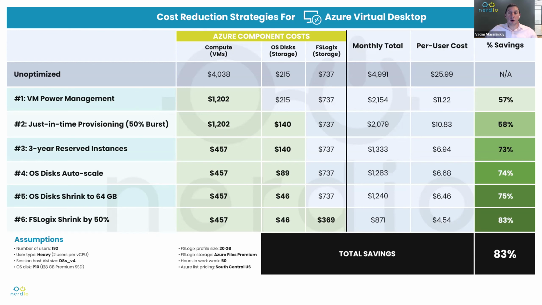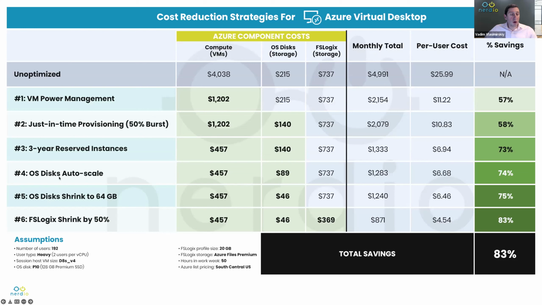The next three optimizations are all about storage savings. The first one, number 4 here, is called operating system disk autoscale. What this does very simply is that we're using an expensive premium SSD disk to provide good user performance. But that's only relevant when the VM is up and running and the users are connected and using their desktops. When the VM is stopped, like we would have with this power management capability here, that cost of the disk is kind of wasted because you're paying for a disk that's fast, but you're not using it. No one's logged into the machine.